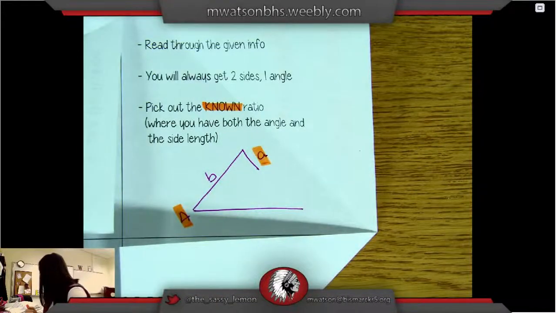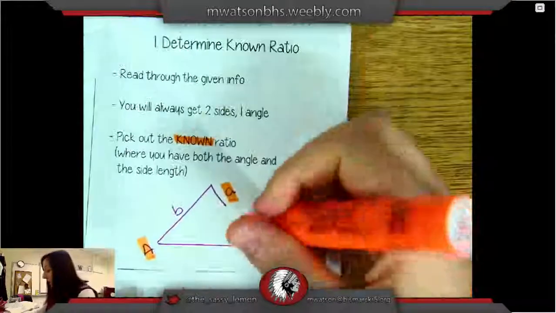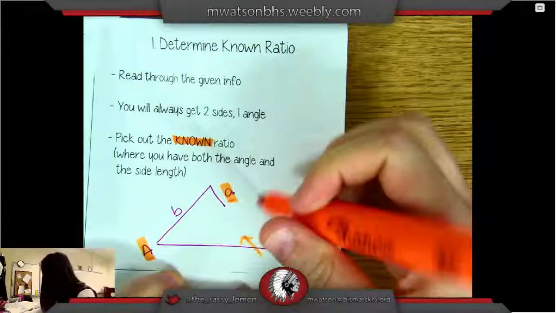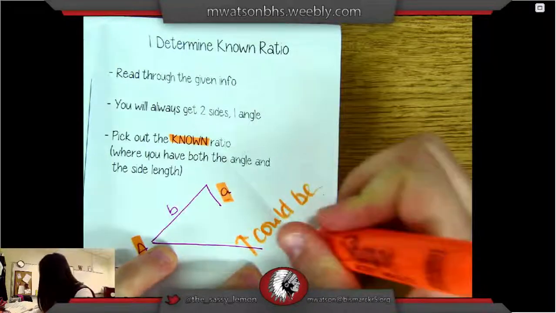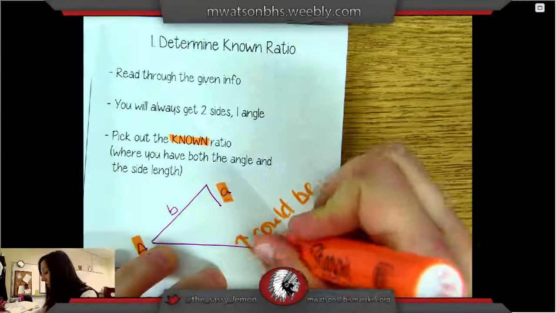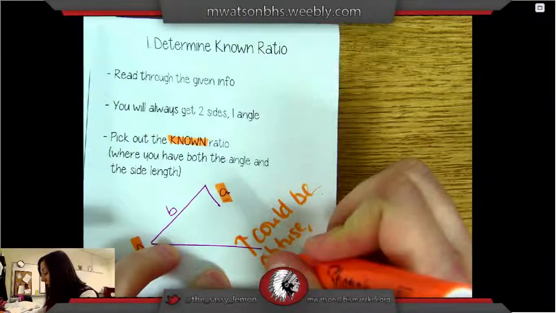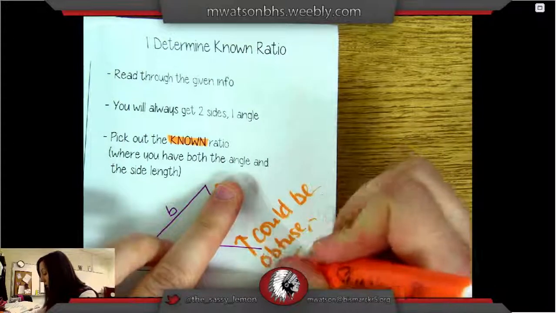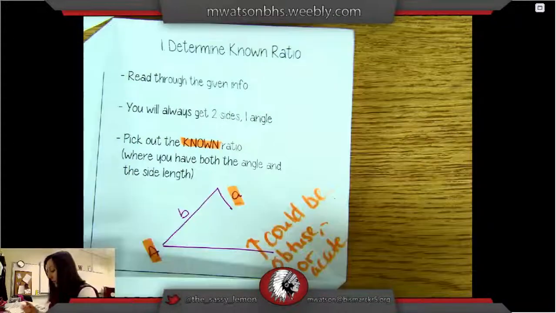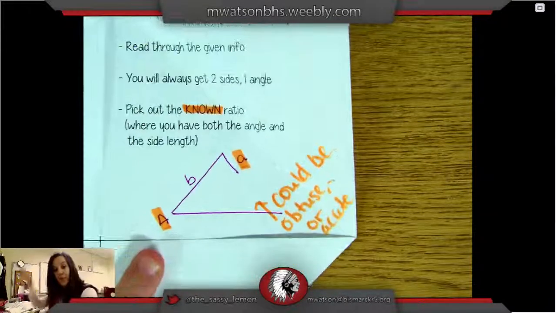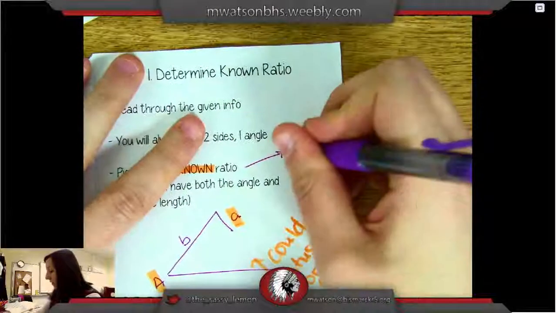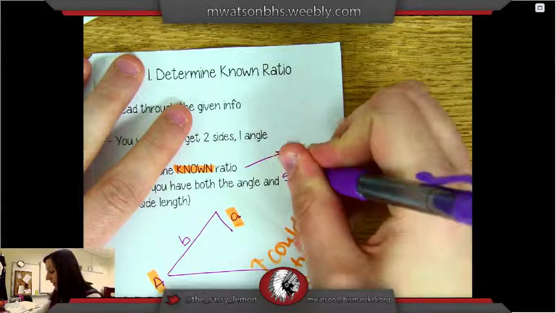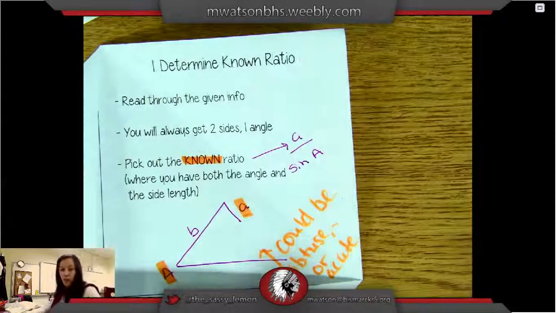So first, pick that out. And down here, we're leaving this blank because it could be obtuse or acute. We don't know. And with this known ratio, here's kind of another visual for you. A over sine of A. So it's going to give us one part of our proportion.